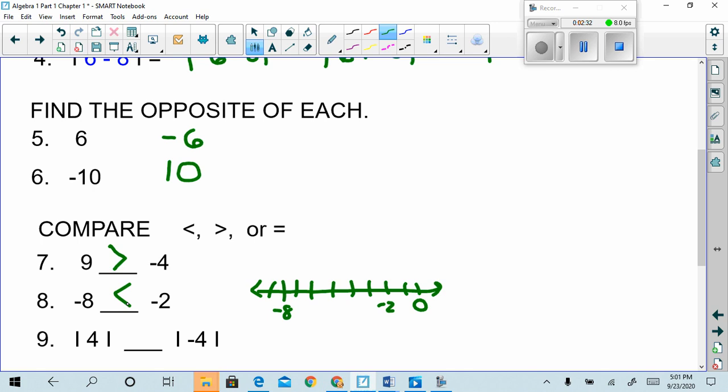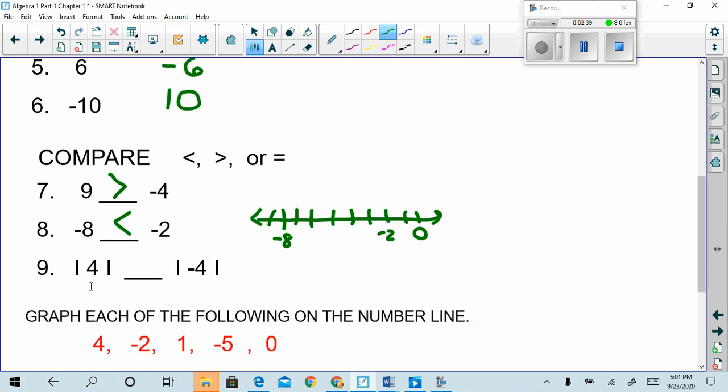In my last one, I'm going to do some comparisons, but this time I'm looking at absolute values. I need to evaluate first. The absolute value of 4 is 4, and the absolute value of -4 is also 4. These two expressions are equal or equivalent. On to our next topic.